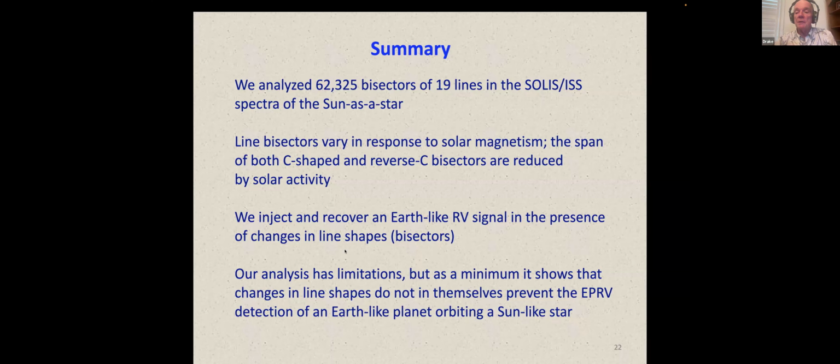So it's conceivable that if we did the analysis beginning with the light as it came in the spectrometer, that is, beginning with the spectrum as the sun produced it, then our results might be degraded by our data analysis steps. But at a minimum, we find that the changes in the line shapes per se do not in themselves prevent the EPRV detection of a planet like the Earth orbiting a star like the sun. And I will stop there.